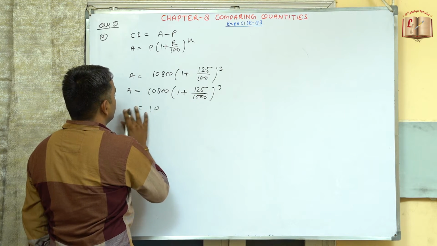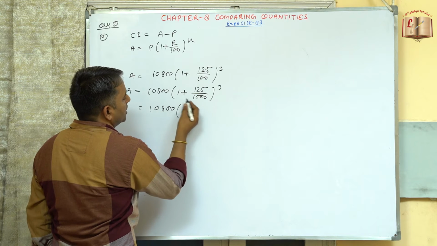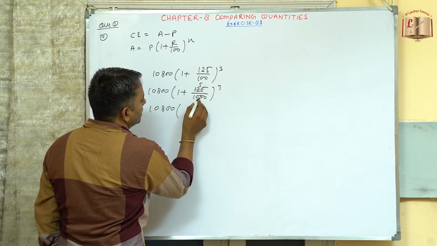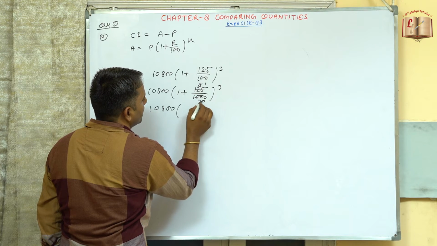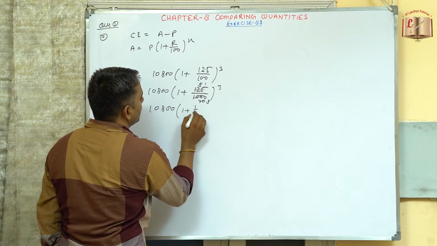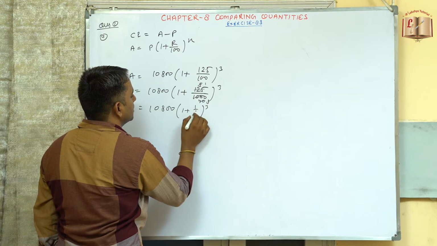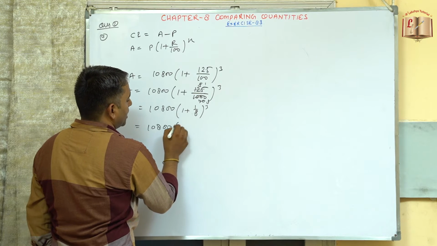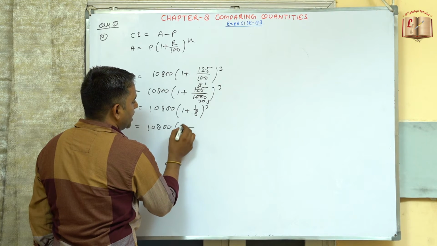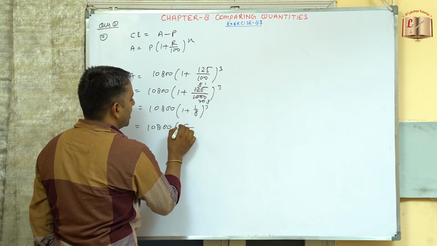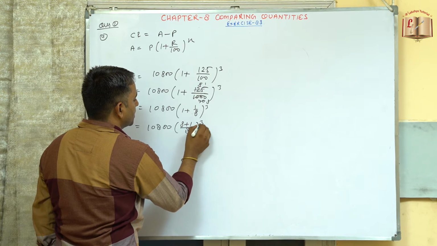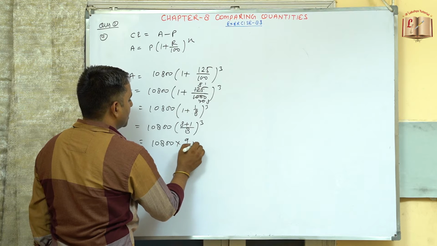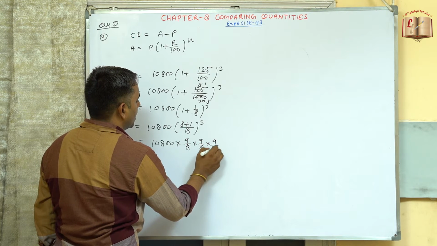So this will be equal to 10,800. Now we can simplify it. So 25 fives are 125 and 25 times 40 is 1000. So this is 1, this is 8. So this is 1 plus 1 by 8 to the power 3. So this will be equal to 10,800. Now this can be added up. So the LCM will be 8 and this will be (8 plus 1) by 8 to the power 3. So this is equal to 10,800 into 9 by 8 into 9 by 8 into 9 by 8.